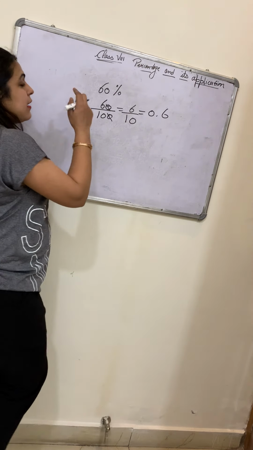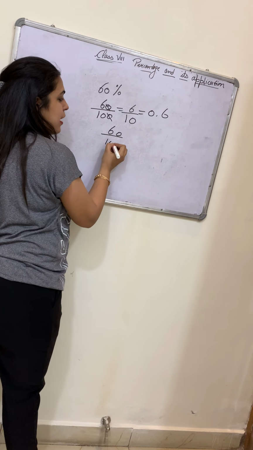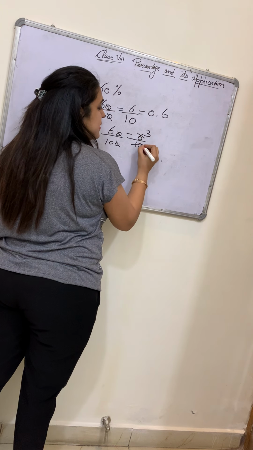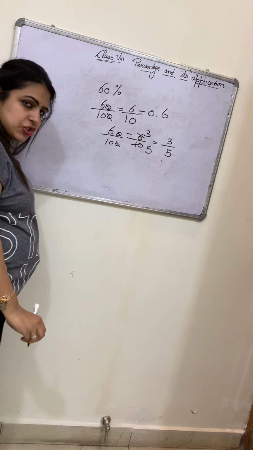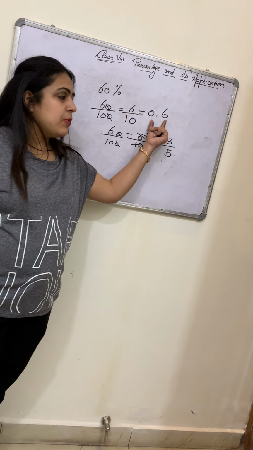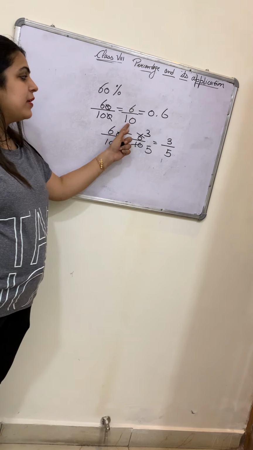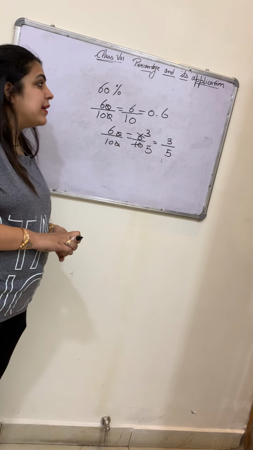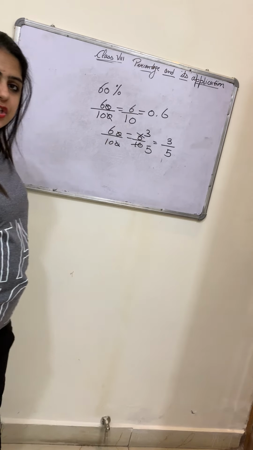Then I have to change it to fraction. For fraction it is 60 upon 100, 6 upon 10, 2 3s are 6, 2 5s are 10, 3 upon 5 is my fraction. Decimal is 0.6, fraction is 3 upon 5. The 6 upon 10 को हमने further cut कर दिया, that becomes 3 upon 5. This is how I have changed percentage into decimal or fraction.